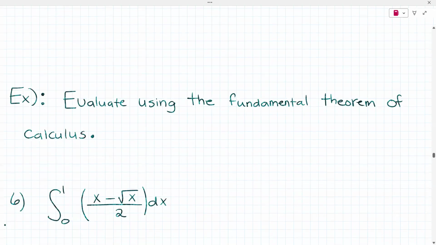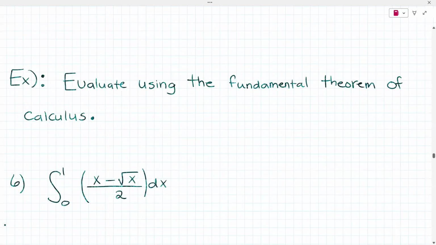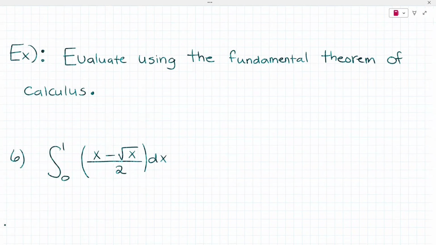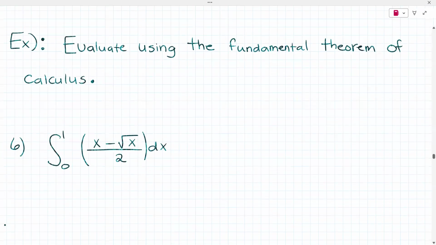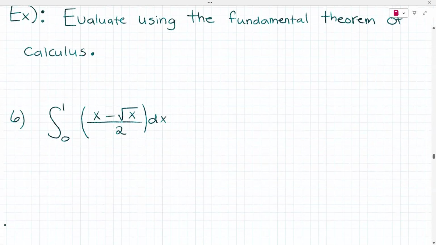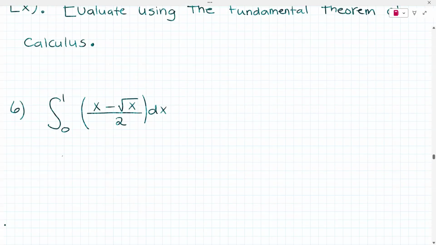So let's do a few more examples doing fundamental theorem of calculus number 1. Example 6, find the integration from 0 to 1 of x minus square root of x, all over 2. How can I rewrite this? I can rewrite this as the integration from 0 to 1 of 1/2 times x minus square root of x dx.